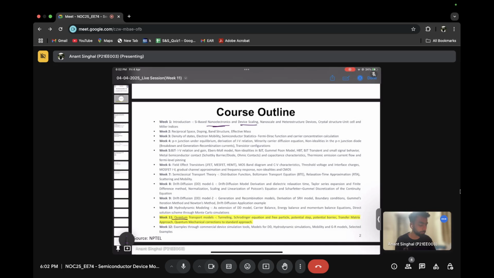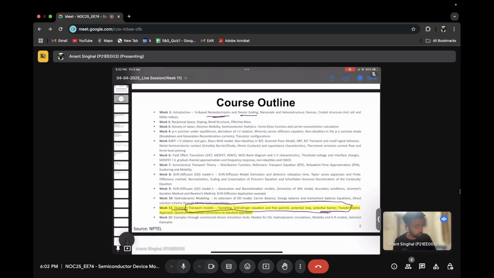So in this particular week, we'll be covering, again, the Schrodinger part, which I did cover in the initial weeks. The basic quantum transport model revolves around the Schrodinger equation only, and there are a few different types of Schrodinger solutions, that is, for the infinite well and the finite potential well. We'll quickly see those, and then there is the potential barrier. This all comes under the Schrodinger part only. Any doubt? And then there is the matrix approach and quantum mechanical correction.